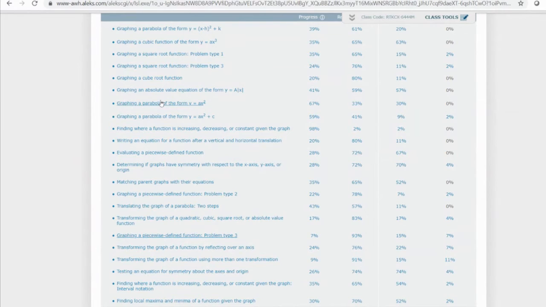Maybe not. Is there any that anyone needs to see? No? Actually, wait, hold on, I have here graphing a piecewise defined function, problem type 3. That's what we just did. Oh, you did. Okay, I'm sorry. Yeah, that's the one we just did. Okay.